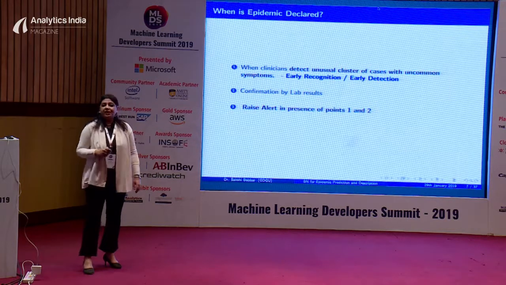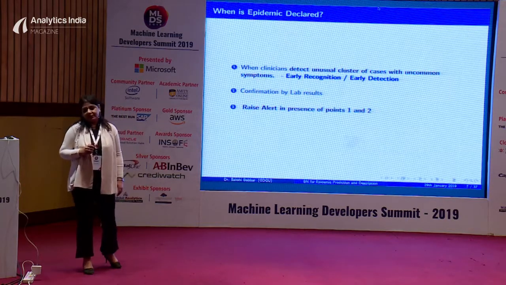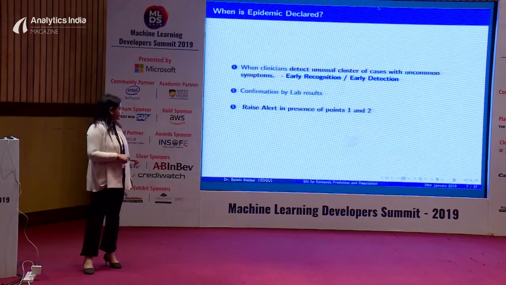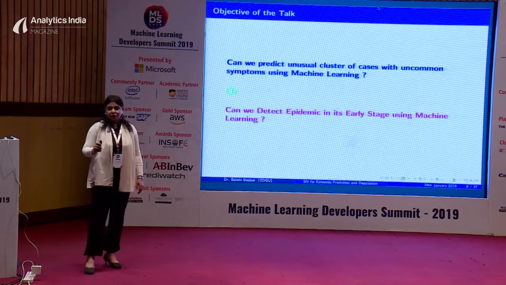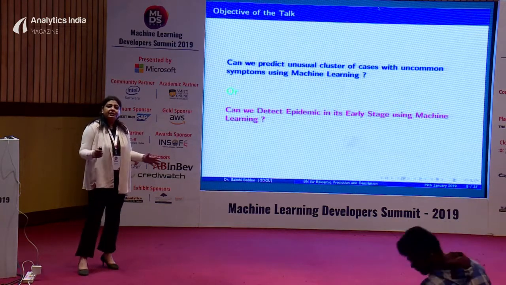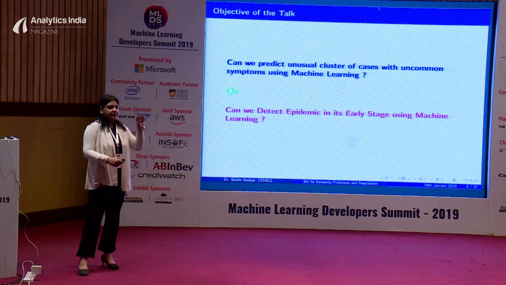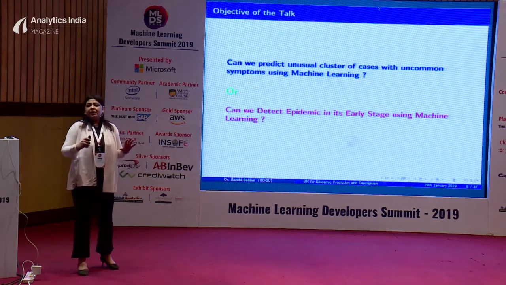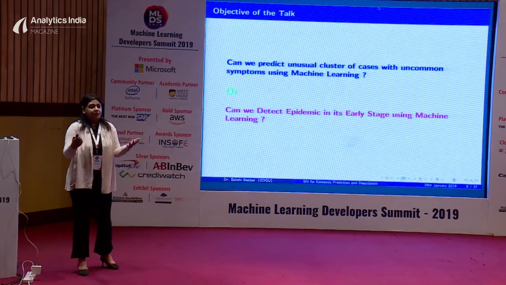The first step is known as early recognition or early detection. We are not saying we are detecting; we are saying we are early detecting the possibility of disease. Now the major question, the objective of the talk: can we integrate machine learning models in the surveillance framework in order to detect the epidemiology in better time, or in fewer days?